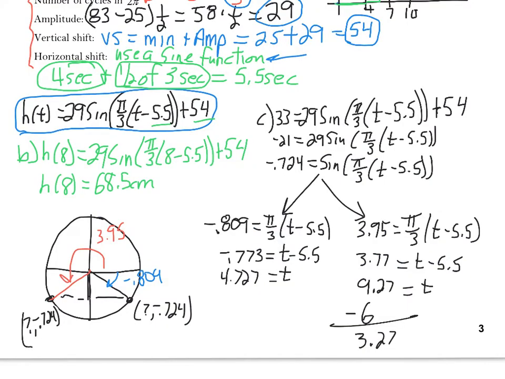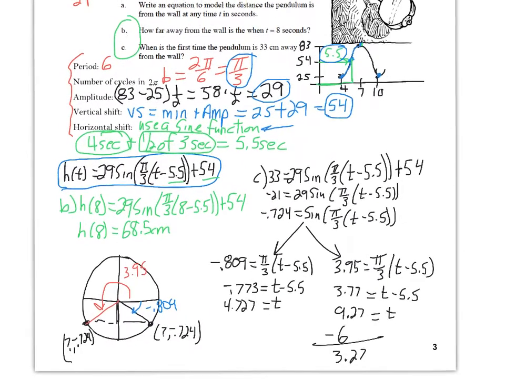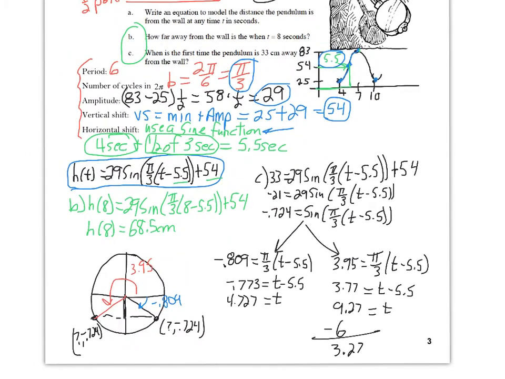Okay, so now in part B, let's slide this back or zoom out a little bit. How far away from the wall is the pendulum in 8 seconds? So plug 8 in for t, plug all that in your calculator, and you get 68.5 centimeters away from the wall the pendulum is at 8 seconds.